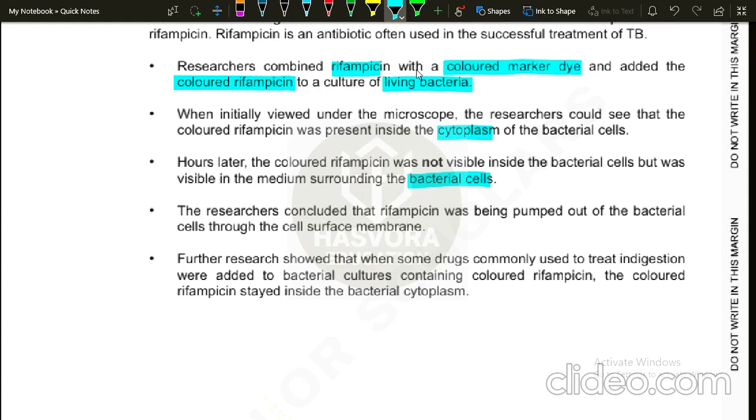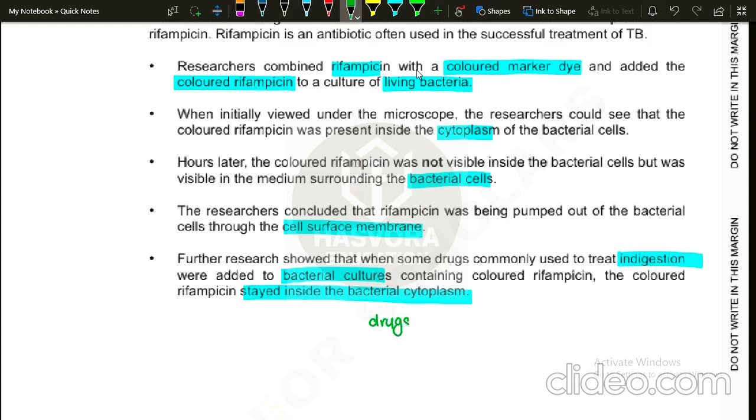So the researchers concluded that rifampicin was being pumped out by the bacterial cells through the cell surface membrane, and it will be because of the pumps. Okay, so further research showed that when some drugs commonly used to treat indigestion were added to the bacterial culture containing colored rifampicin, the colored rifampicin stayed inside the bacterial cytoplasm. So what clue is this giving you now?